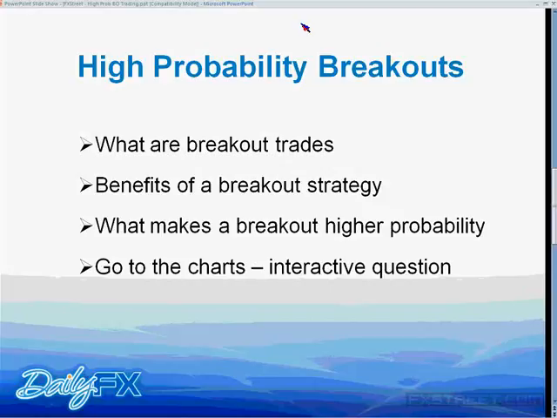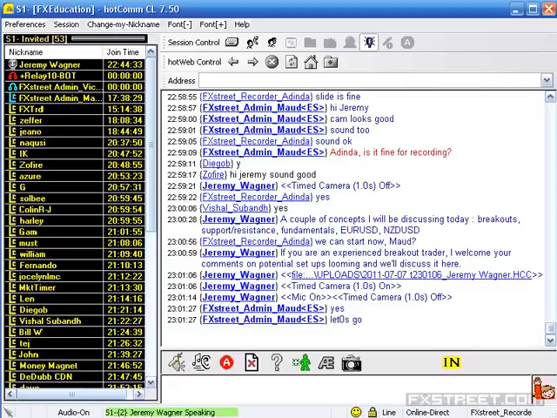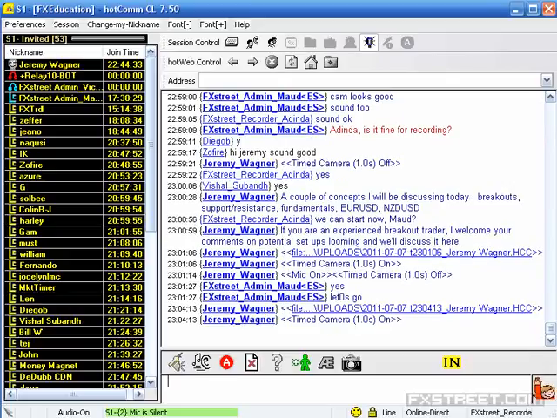And then, of course, we're going to go out to the live charts, take a look at some live trade setups, and then I've got an interactive question that I'm going to ask you in about 20 minutes. So let's go ahead and run out to the charts. Just a moment. Let me change over. All right, there we go.